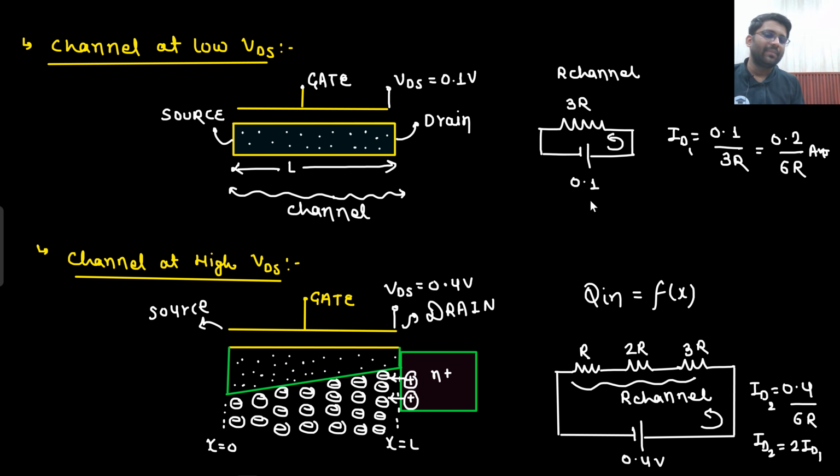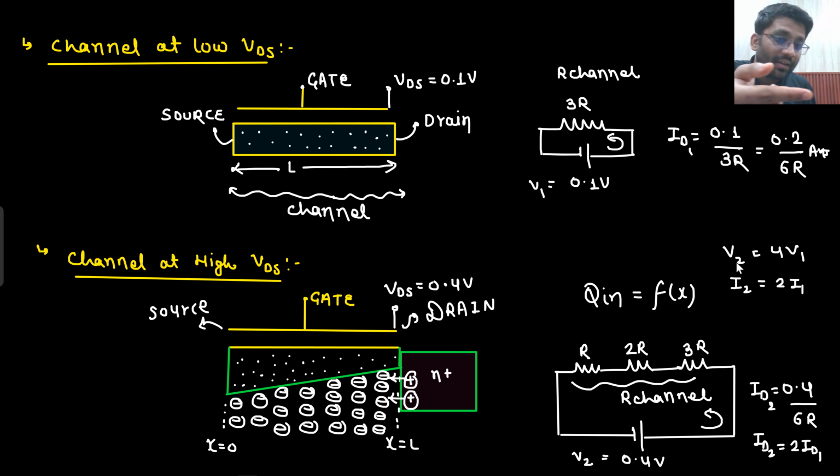So current has become doubled, but voltage has become 4 times. This is your V1, this is your V2. So voltage became 4 times, right? But the current became 2 times only. If it was a linear rise, then if voltage is becoming 4 times, the current would also become 4 times. But this is not a linear rise.